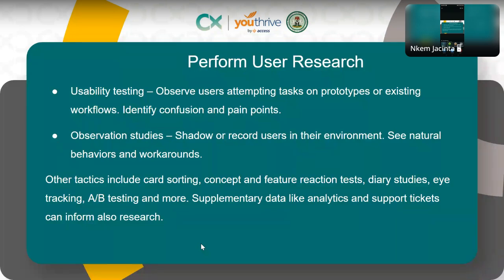Next one we have is observation studies. This is where you shadow or record users in their environment and see natural behaviors. For example, you already have an MVP, right? Just give it to the user. This will also happen in the focus group. You can also have a focus group for observation studies as well.